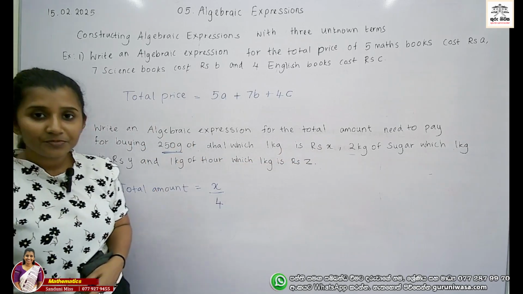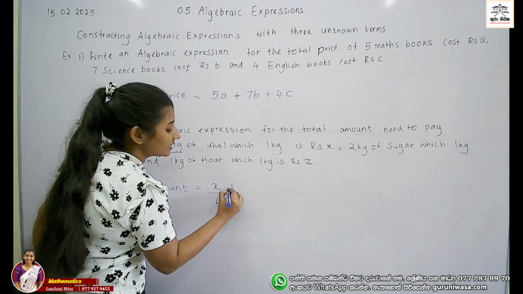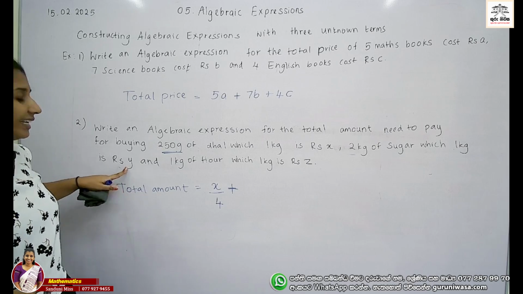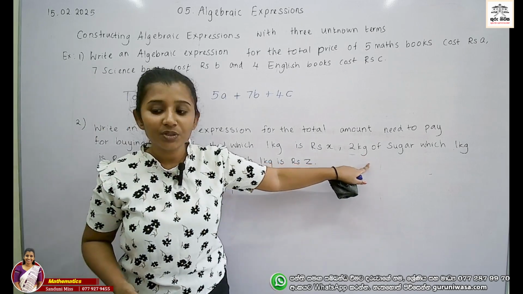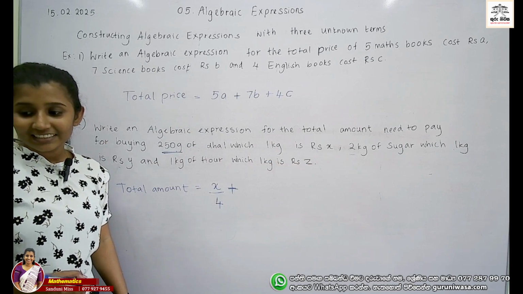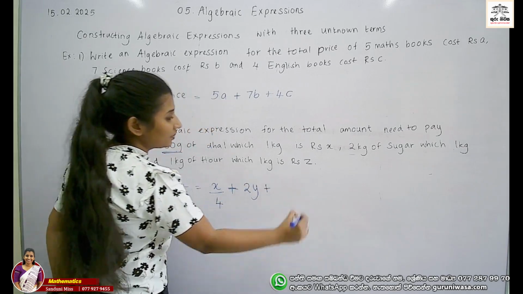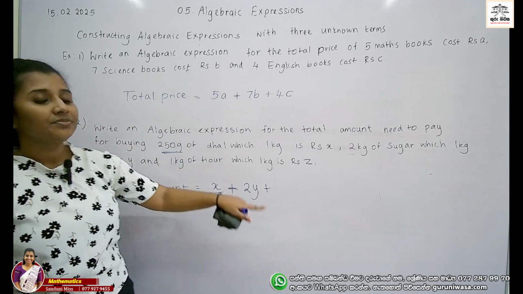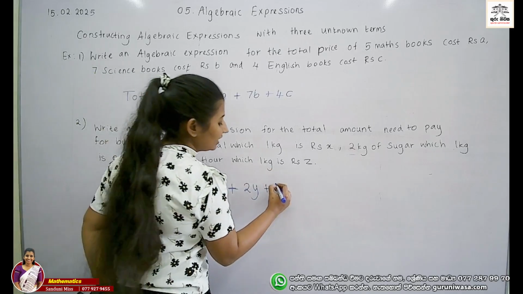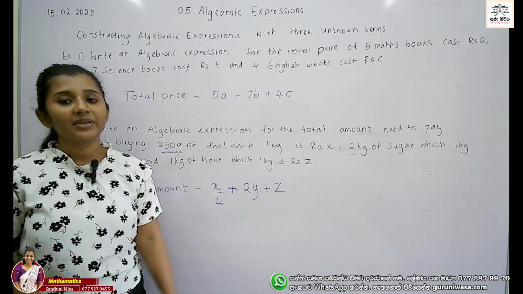250 grams. So it's X divided by 4 plus 2 kilograms of sugar. 1 kilogram is Y. What can you say about 2 kilograms? It's 2Y, plus 1 kg of flour. Right? 1 kg is already said rupees.